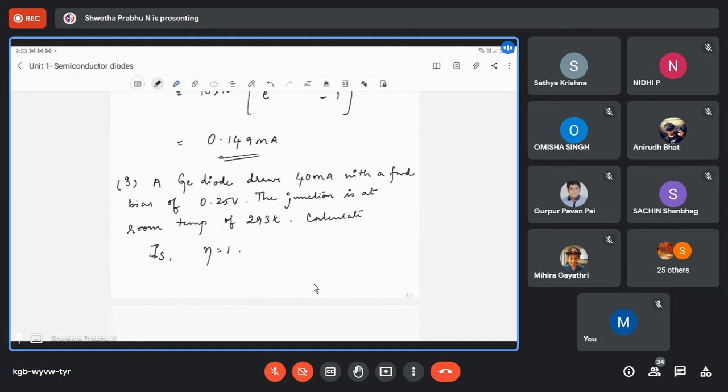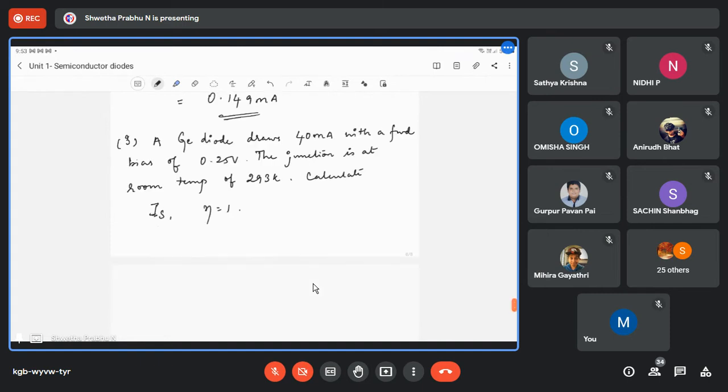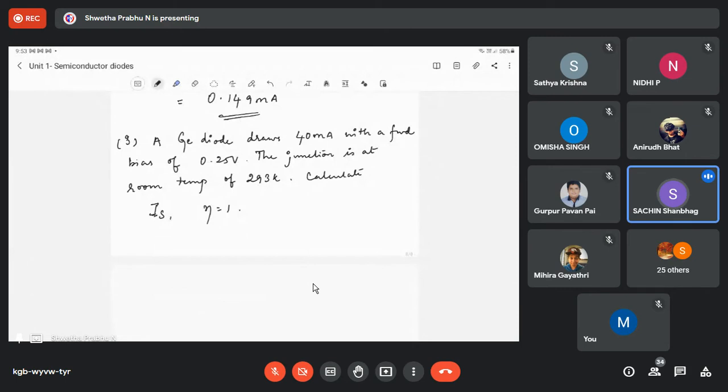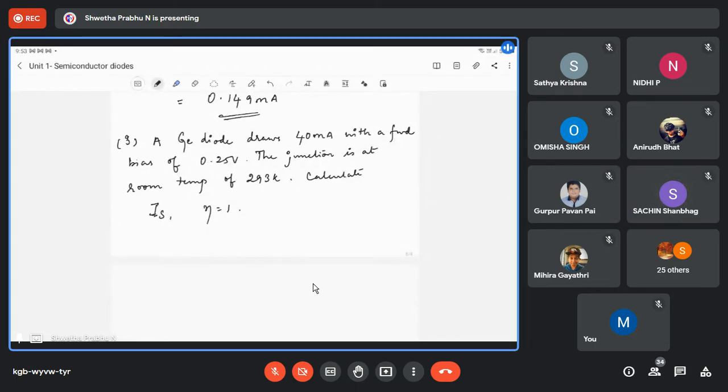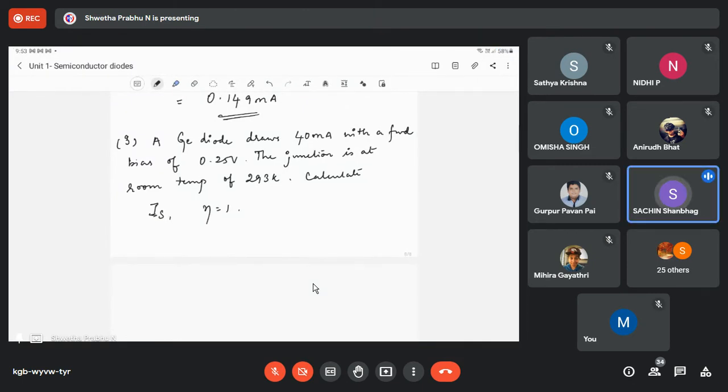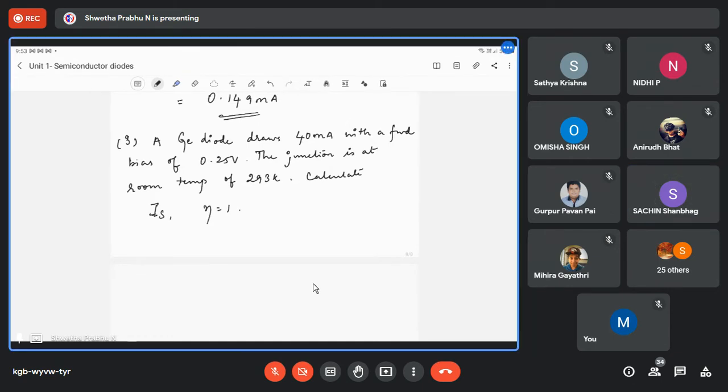Okay. Others? Yes, ma'am. We are close to some 2 microamperes. Close to 2 microamperes? I got 1.82 microamperes. Yeah, sorry, 1.82 itself. Correct, no? Yes. So I'll write the answer here. 1.82 microamperes. This is the answer.